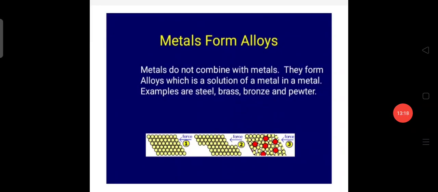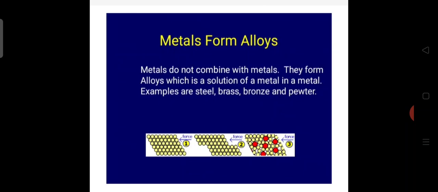Okay, so yung metals natin, metals form alloys. Okay, so they do not combine with metals. Metals do not combine with metals, no? They form alloys, which is a combination or which is a solution of a metal in a metal. Okay, examples are steel, brass, bronze, and pewter. So, para siyang hindi talaga sila nagko-combine, no? Yung mga metals na yan.